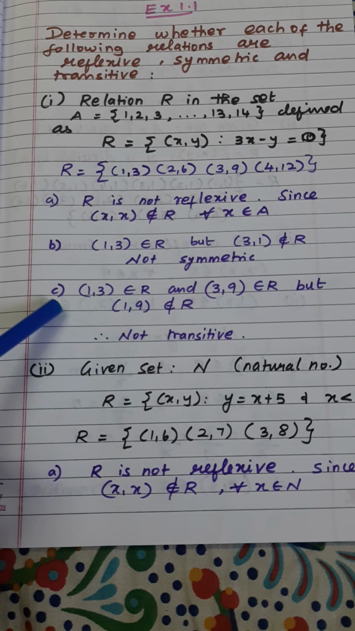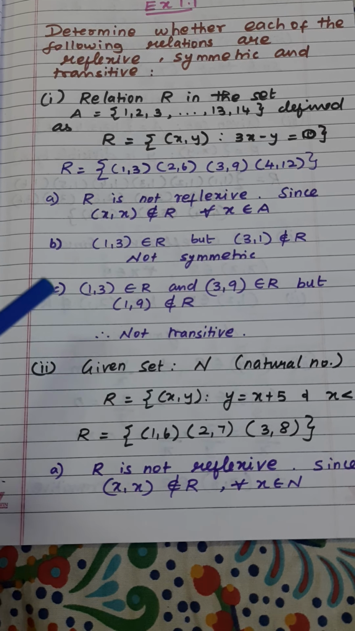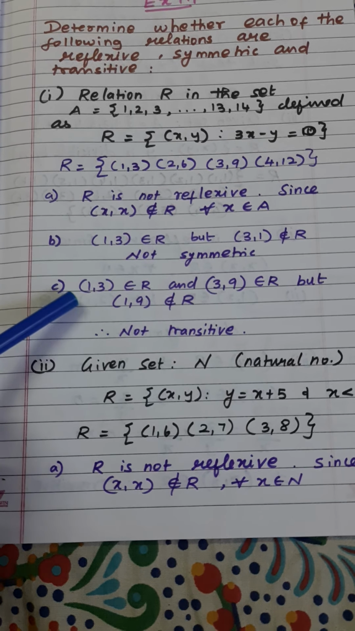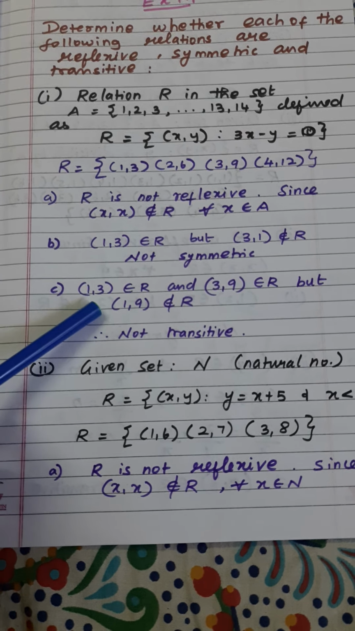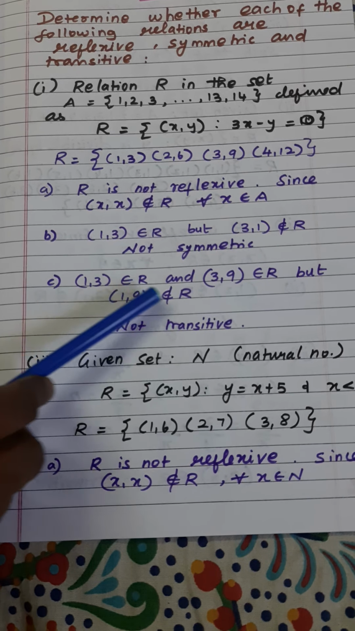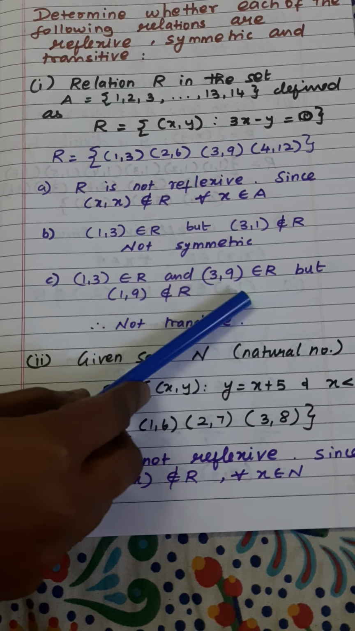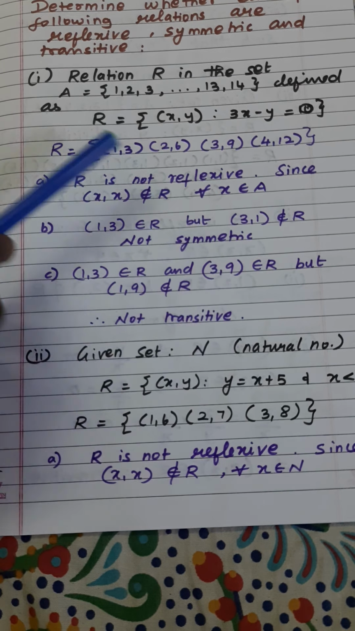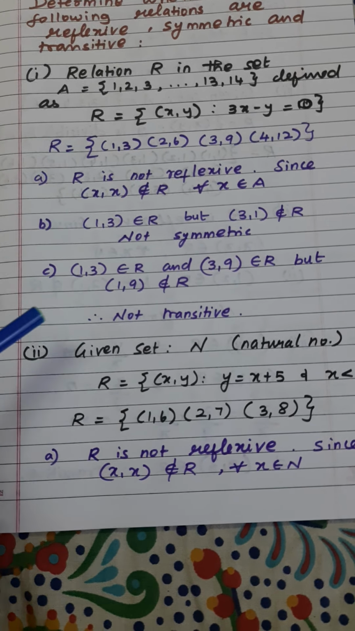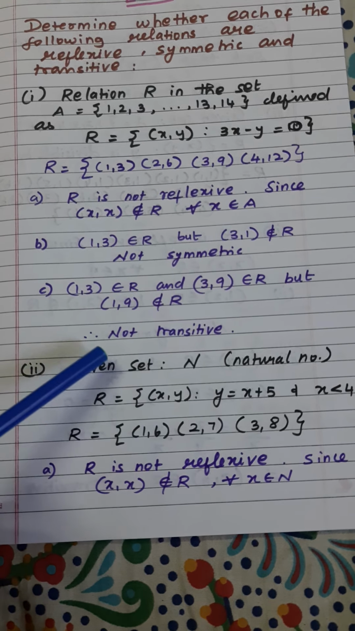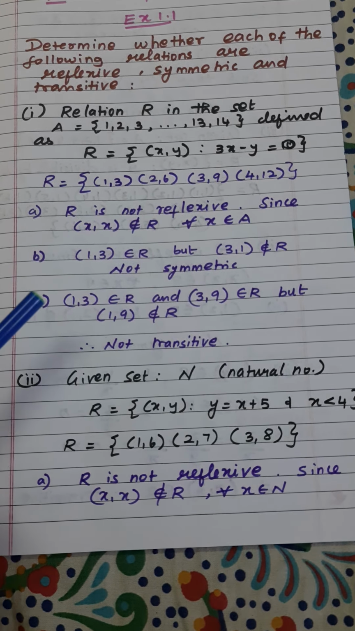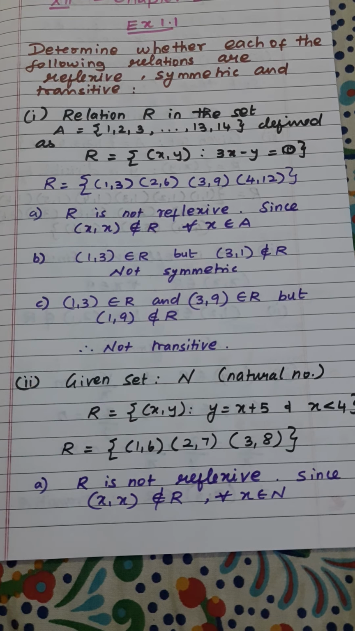Now transitive: if (a, b) and (b, c) belong to R, then (a, c) belongs to R. Check it here. (1, 3) belongs to R and (3, 9), that is (b, c), belongs to R, but (1, 9) is not there in the relation. So (1, 9) doesn't belong to R. So not transitive. So this relation is neither reflexive, nor symmetric, nor transitive.